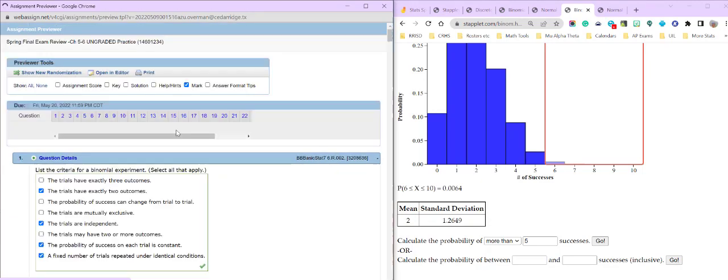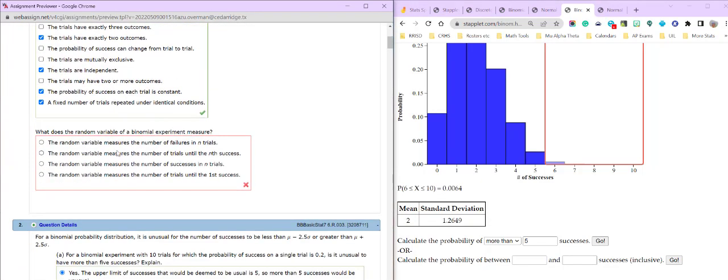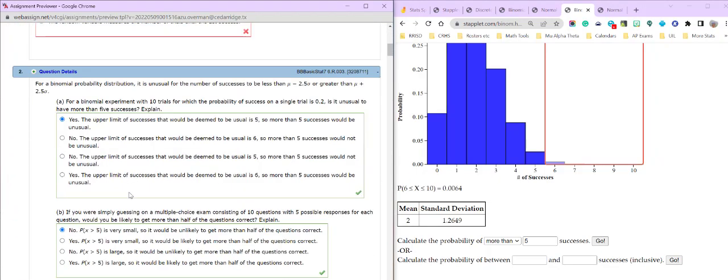I don't know if you can hear the birds outside. Whoa. I haven't answered that one. Oh, I forgot to answer that one, but I got that one right.